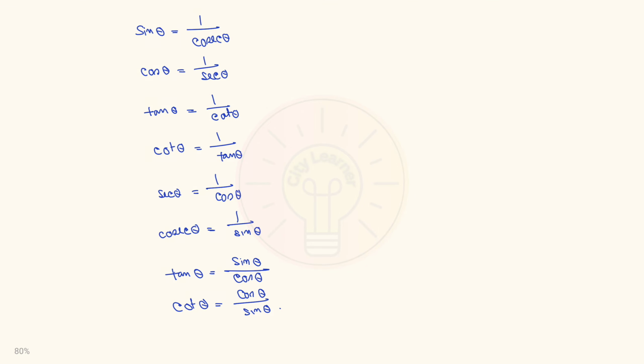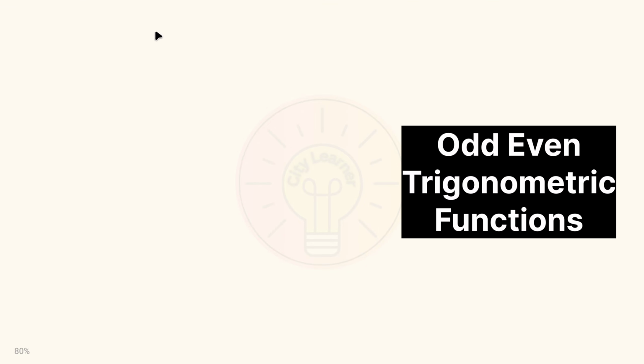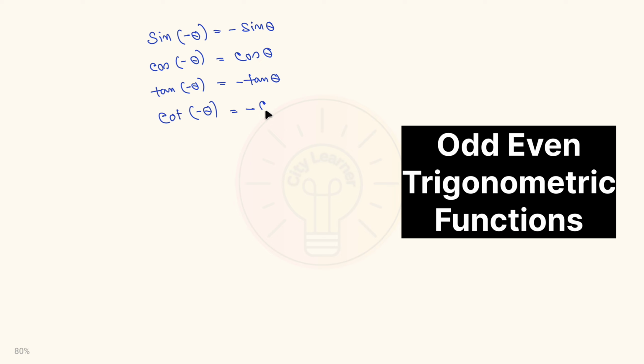This is called odd and even trigonometric functions. So here sin minus theta is equal to minus sin theta, cos minus theta is equal to cos theta, tan minus theta is equal to minus tan theta, cot minus theta is equal to minus cot theta, sec minus theta is equal to sec theta, cosec minus theta is equal to minus cosec theta. Here you can see cos and sec are positive only, and all the remaining become negative.